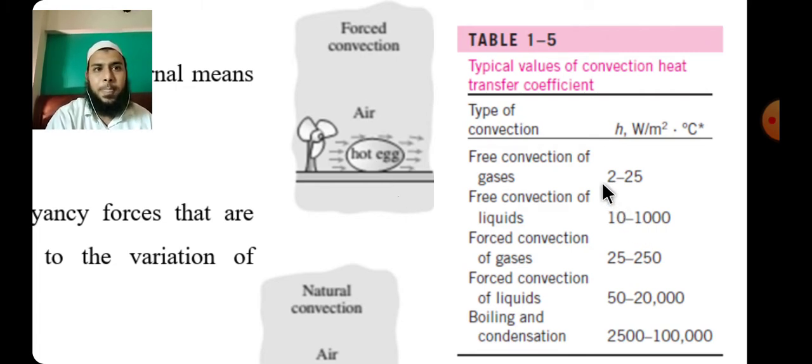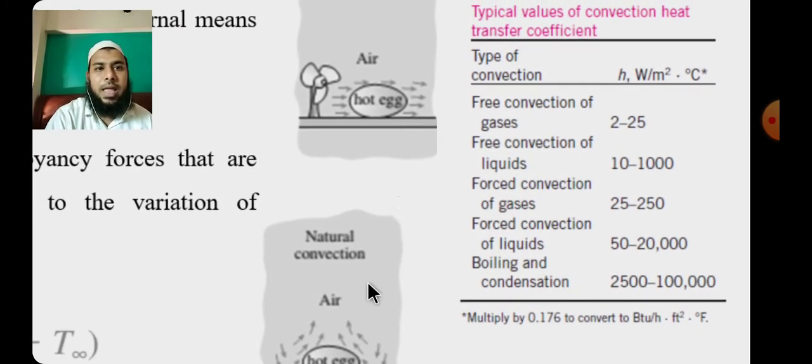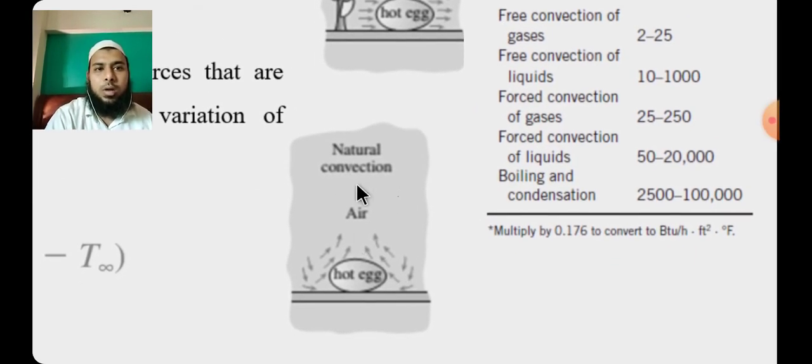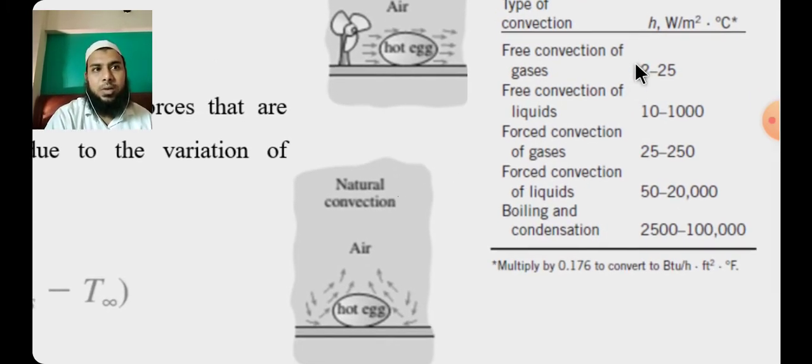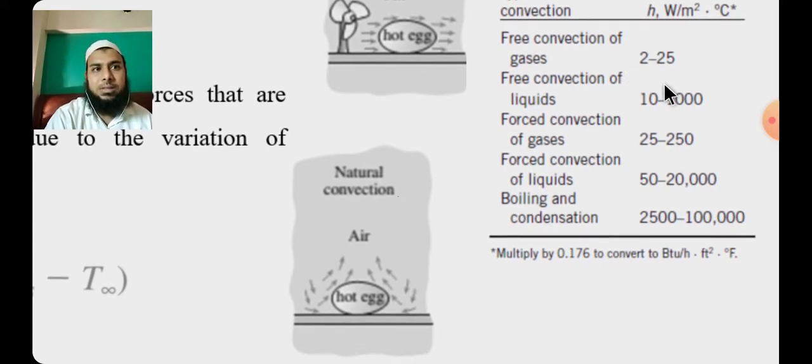We are talking about free convection, where air or water naturally moves upward due to the density difference and removes the heat. So the h value is lower in gases and higher in liquids. So basically liquids are better heat conductors as compared to gases.